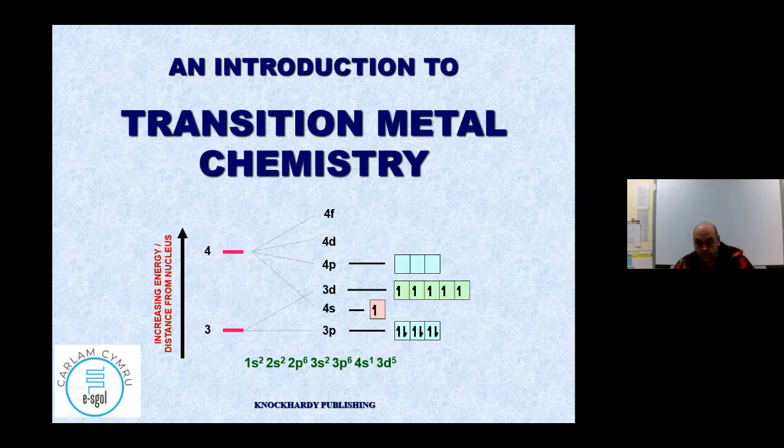Hello, right, so welcome to the session. We're going to be covering transition metal chemistry today. So hopefully that image there means something to you.